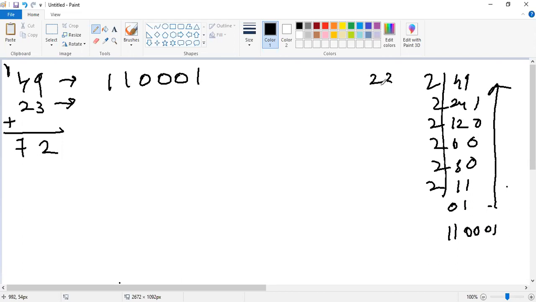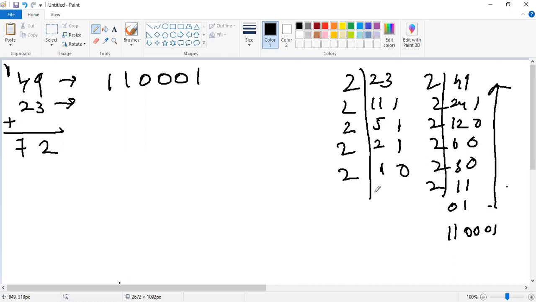And now 23. If we consider 23, 2 11s are 22 plus 1 is 23, 2 5s are 10 plus 1 is 11, 2 2s are 4 plus 1 is 5, 2 1s are 2 remainder 0, 2 zeros are 0 remainder 1. So it is 1 0 1 1 1.